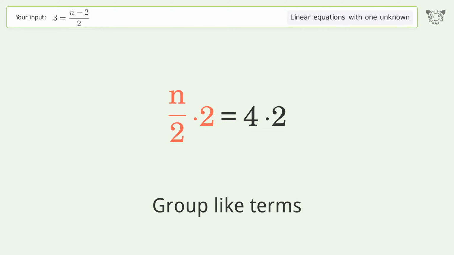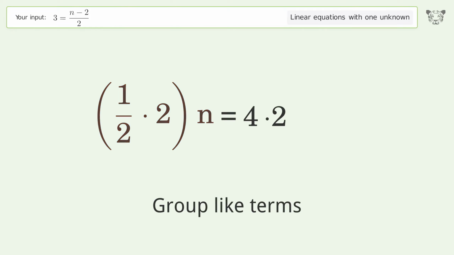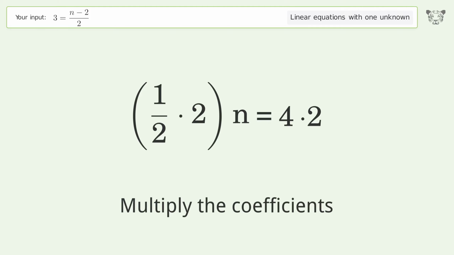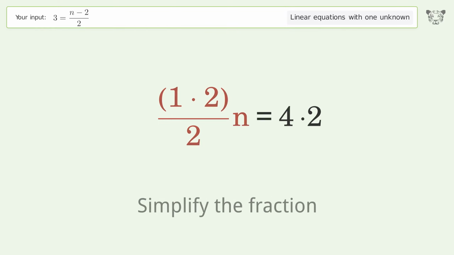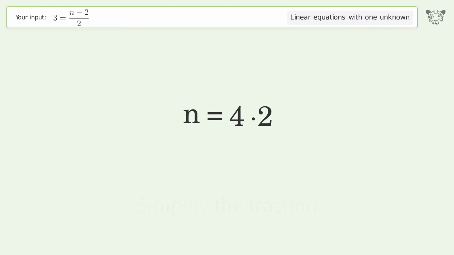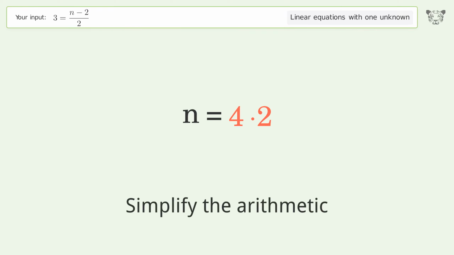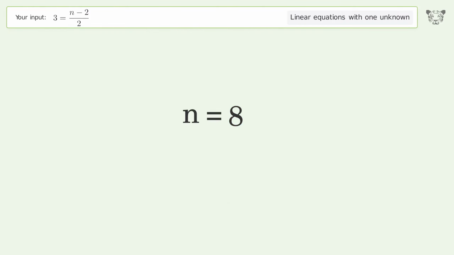Group like terms. Multiply the coefficients. Simplify the fraction. Simplify the arithmetic. And so the final result is n equals 8.